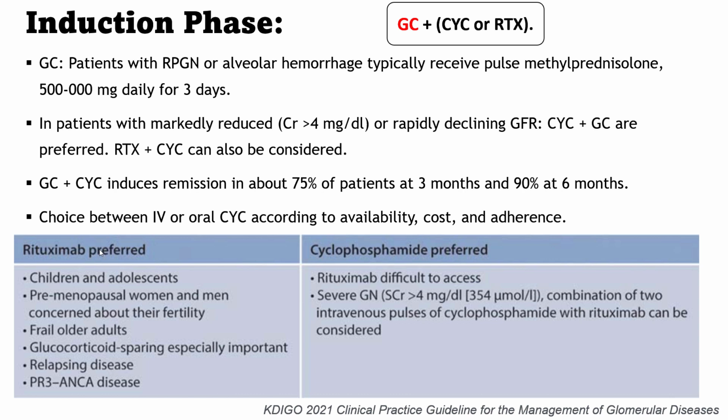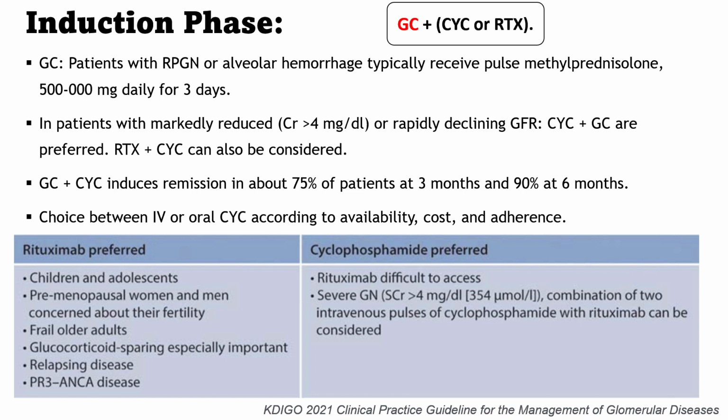Rituximab is preferred in patients who are concerned about their fertility, because we know that cyclophosphamide causes infertility with very large doses. In frail older adults, you can use rituximab if you are going to use glucocorticoid-sparing therapy. If you have a patient with relapsing disease, or a patient with PR3 ANCA, because these patients also have more relapse, you can use rituximab here.